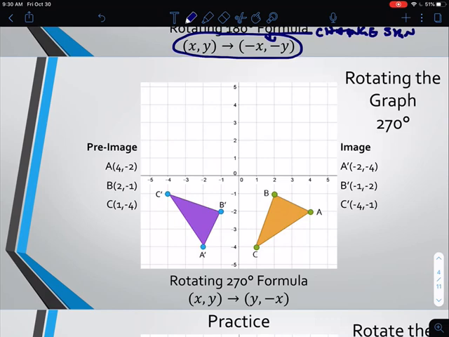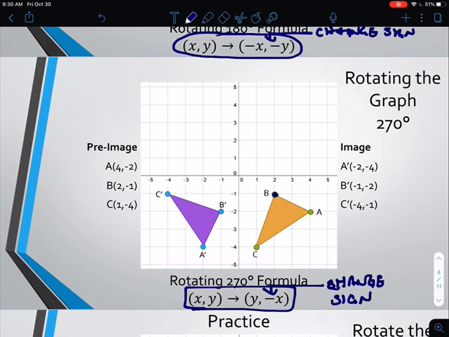For 270 degrees, again, we have a formula. So for 270 degrees, if we want to use the formula, it's a lot like the 90 degrees. So we're going to flip-flop X and Y, but this time X changes sign. Okay, so now the X is going to change sign.